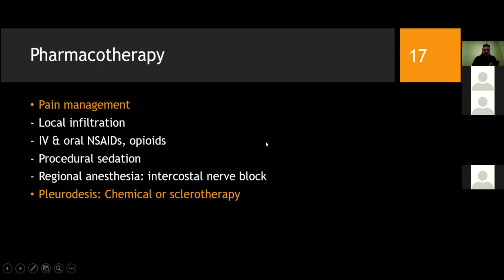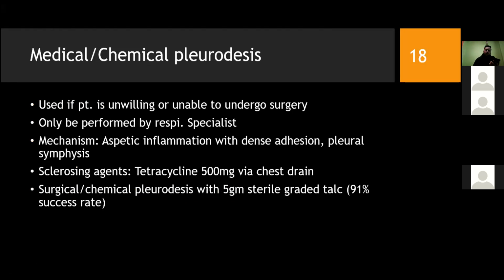And another pharmacotherapy for pneumothorax is pleurodesis. Pleurodesis is generally given for recurrent pneumothorax, and this is not done in the emergency setup. The patient will be admitted to the ICU, and the respiratory specialist will do the pleurodesis. I will have some words on chemical pleurodesis.